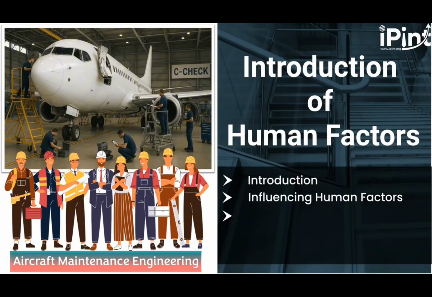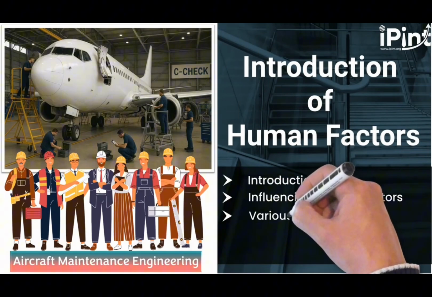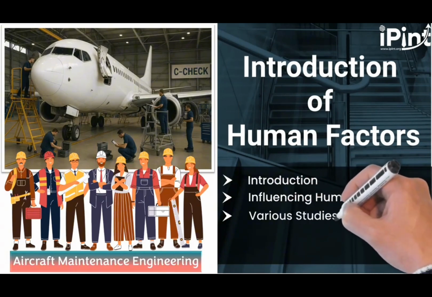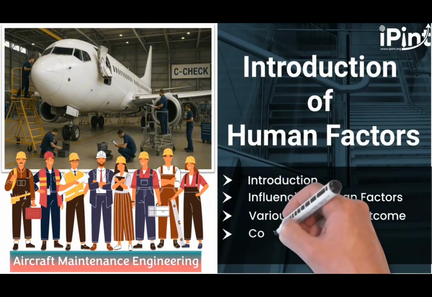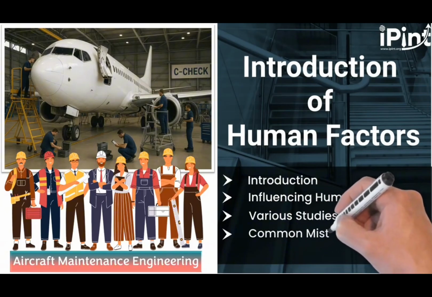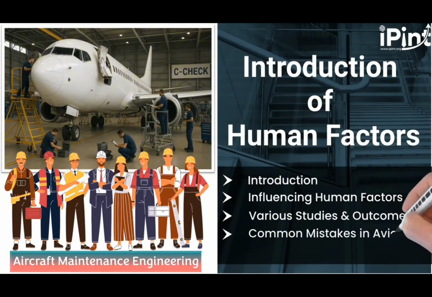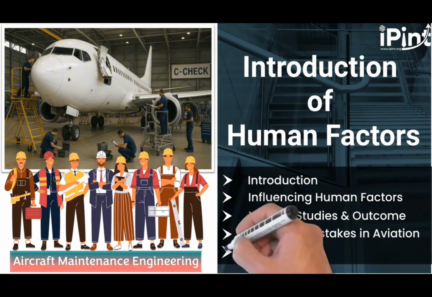Next, we look at various studies and outcomes, drawing on real research and real incidents from across the aviation world. These studies give us evidence-based insight into exactly how and why human error occurs and what the consequences look like when it goes unchecked. We then turn to common mistakes in aviation, the errors that appear time and again across the industry, regardless of airline, country, or aircraft type. Recognizing these patterns is one of the most practical things you can take away from this training.